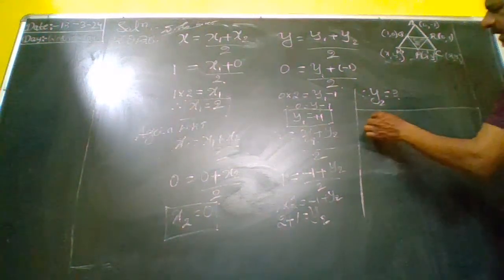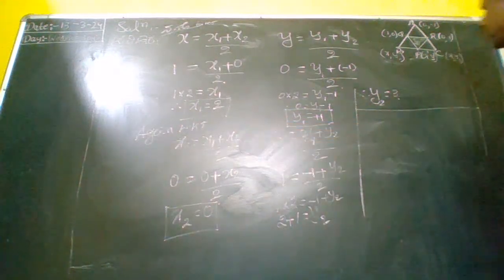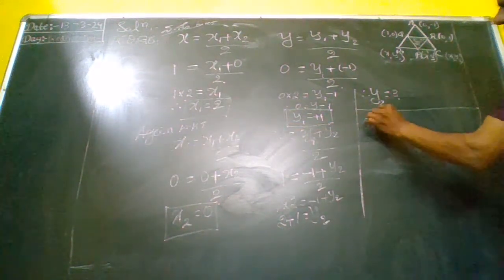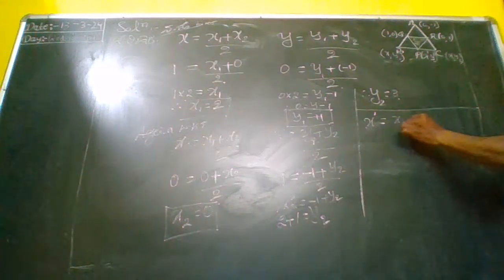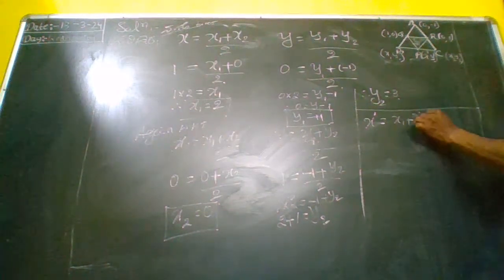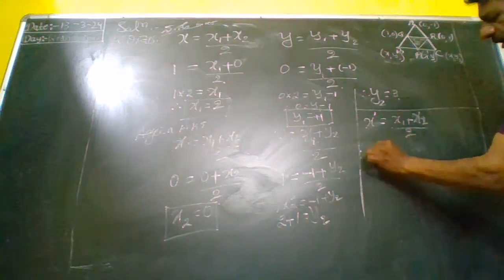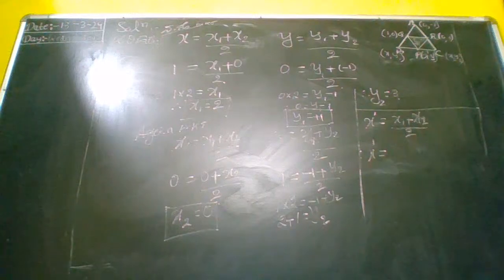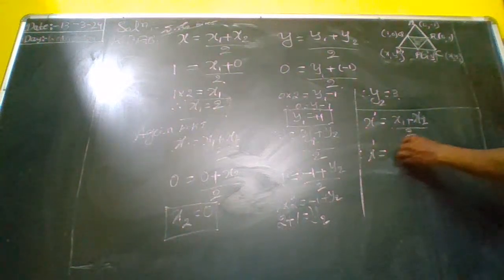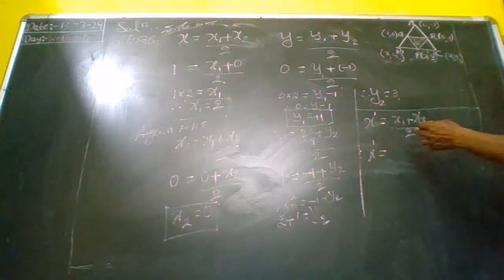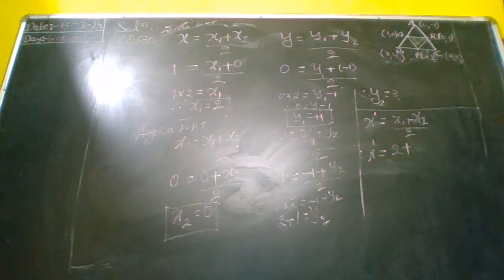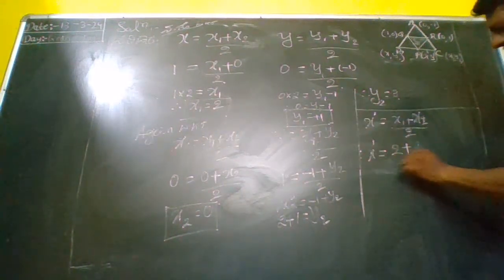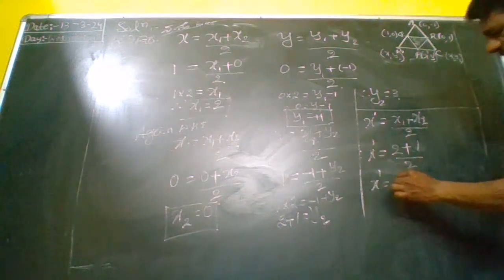So the formula says x equal to x1 plus x2 by 2. Therefore in place of x we have x dash. x dash equal to x1 plus x2 divided by 2. Therefore x dash is the x coordinate of P. x dash means the coordinate of point P. So x1 equal to, what is the value of x1? We have calculated, that is 2, plus x2, what is the value of x2? That is 1. 2 plus 1 by 2. Therefore x dash equal to 3 by 2.